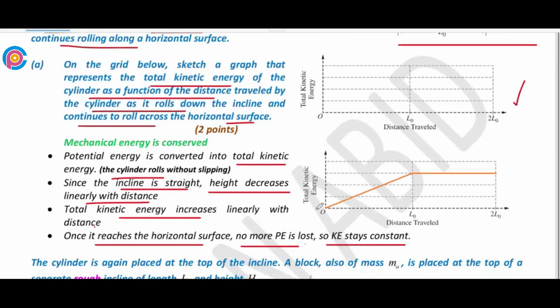So this is the graph: initially there is no kinetic energy, potential energy decreases linearly, and kinetic energy increases linearly. On reaching the horizontal surface, there is no loss of potential energy, so the kinetic energy is constant.